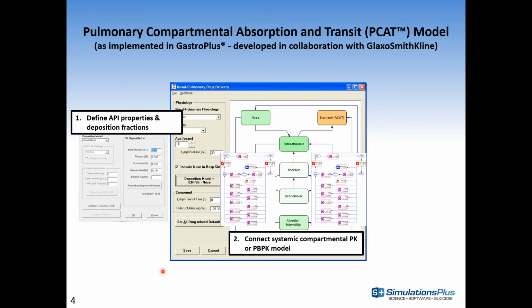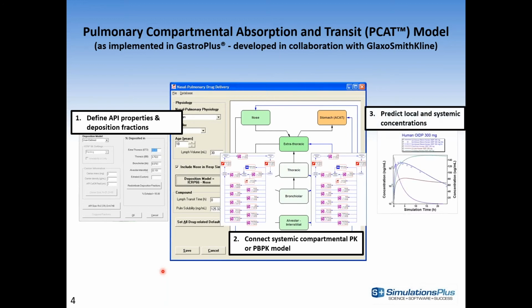And with the combination of the physical chemical properties, the formulation information, and our definition of systemic PK, we can start to predict both local and systemic concentrations. And again, these concentrations can then be utilized to help us solve some of the questions that were posed on the previous slide.